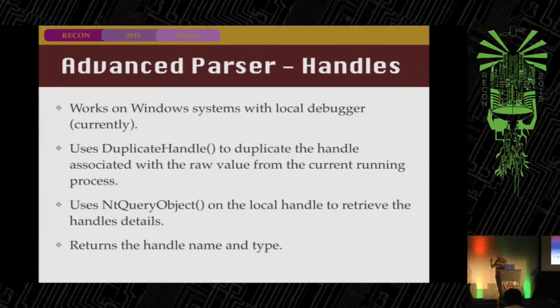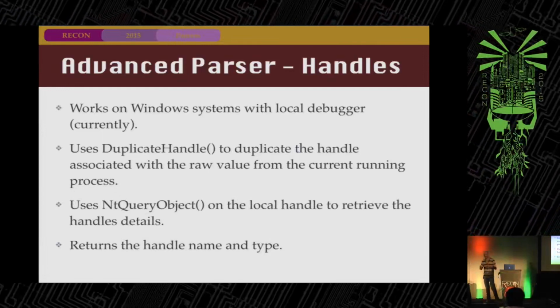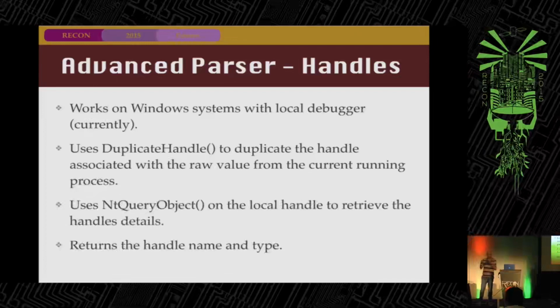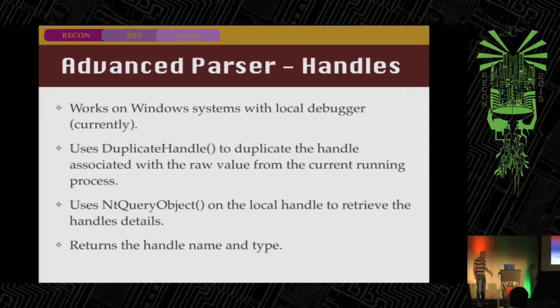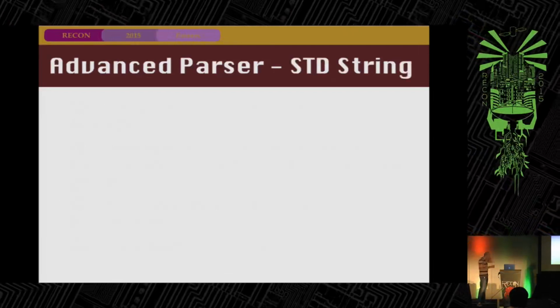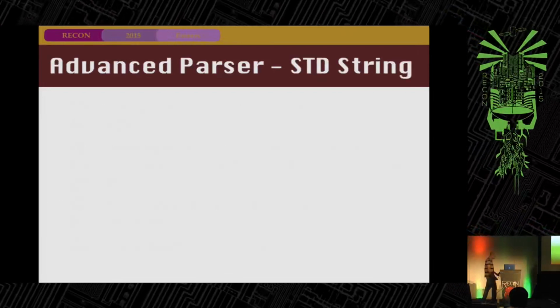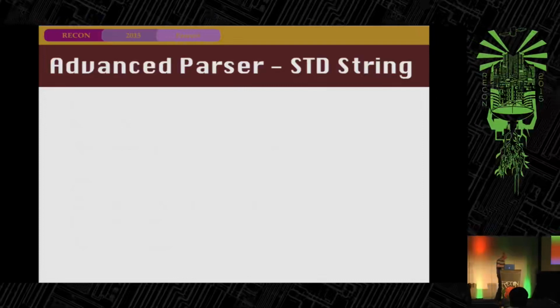I can actually see all the runtime handles. So when a function is passed a handle, I can see that handle, what its type is and what its name is. That's really super useful. And another good example of a parser is std::string.